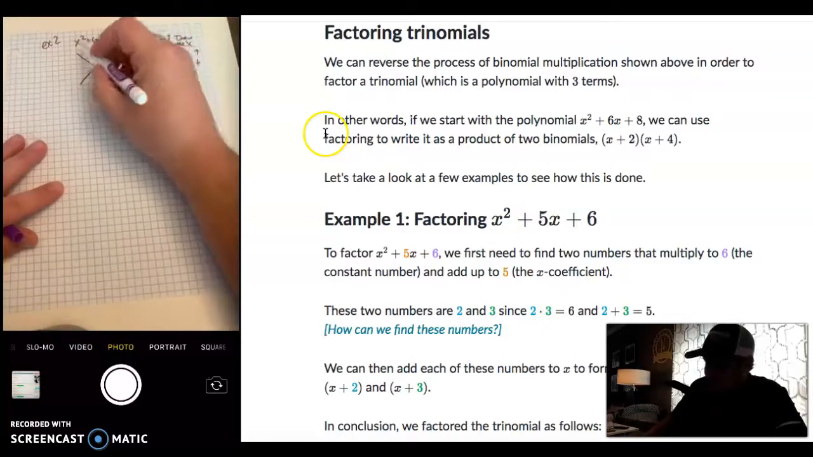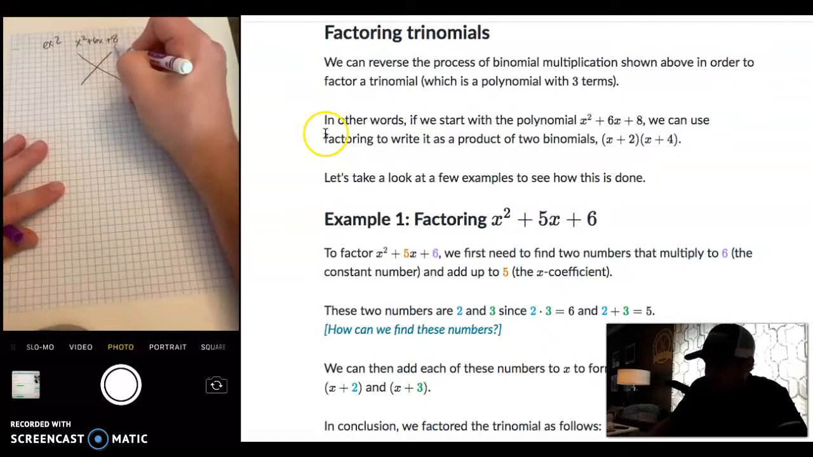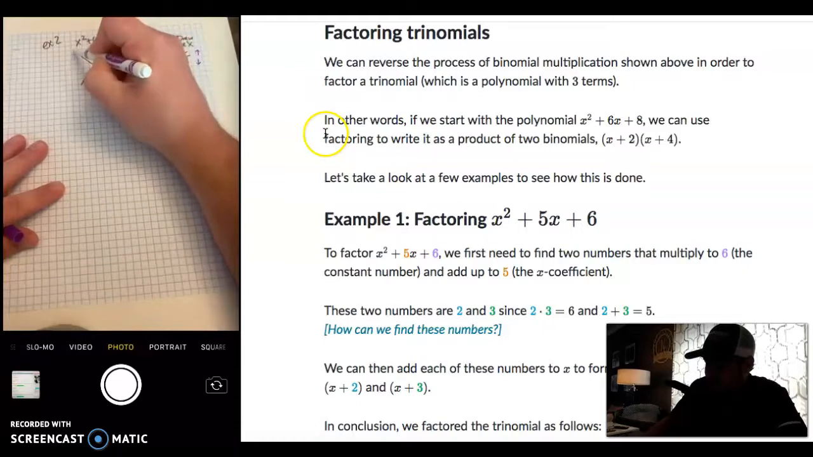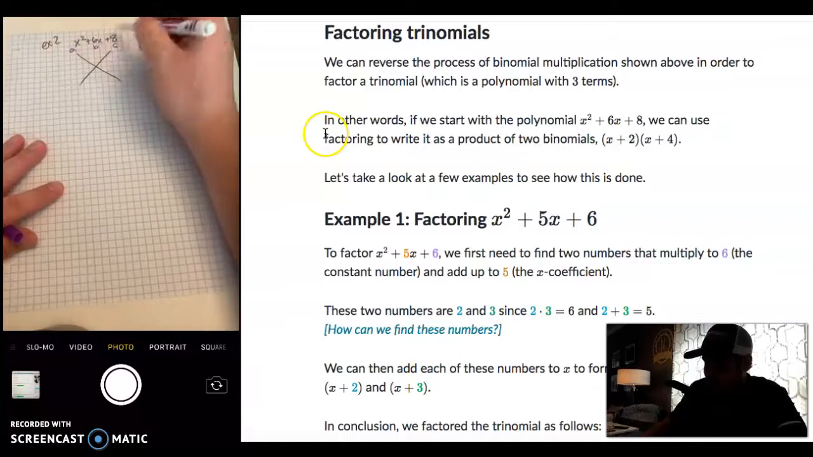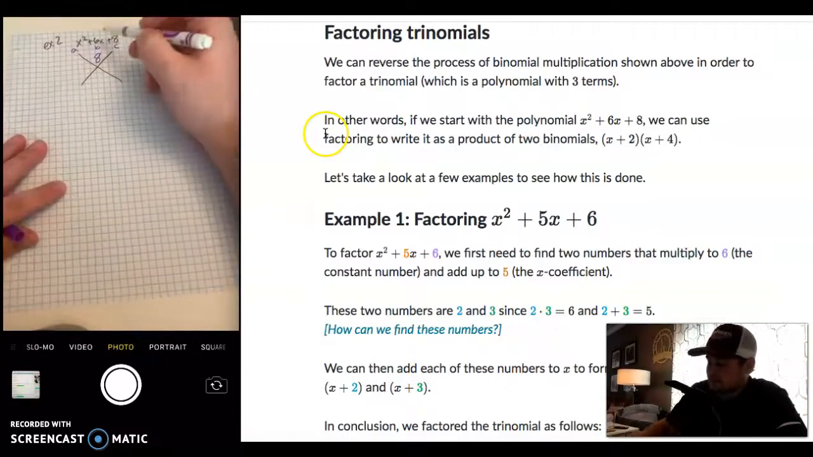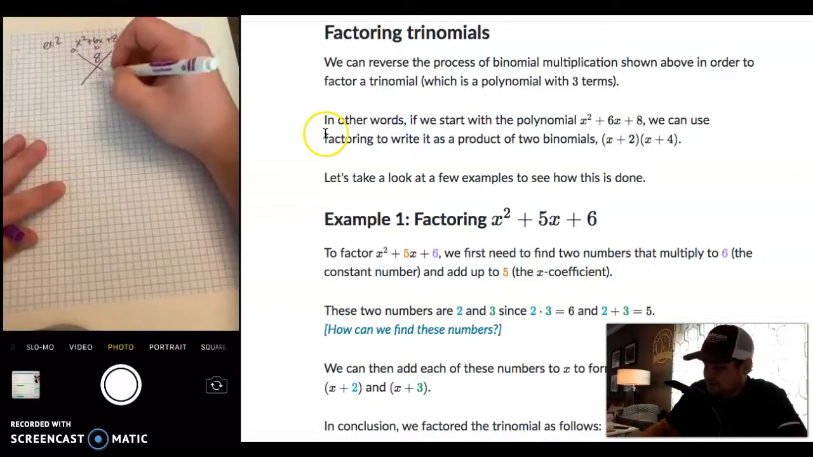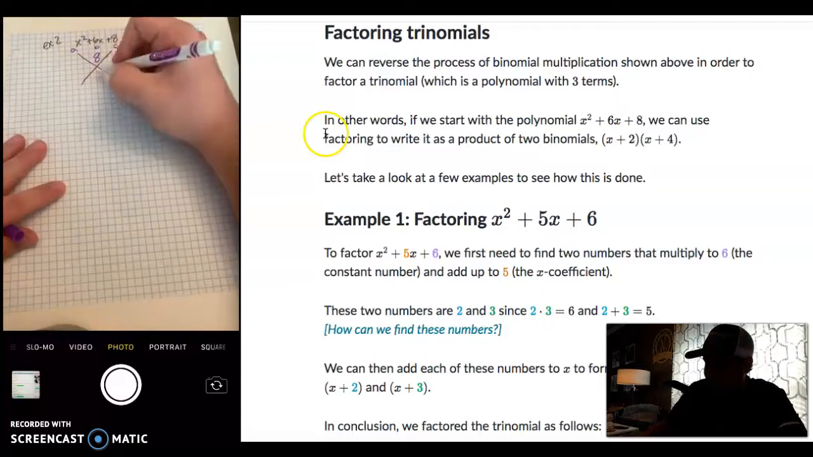So a times c here, remember a here is just going to be 1. Here's a, here's b, and here's c. A is just 1, so a times c is just 1 times 8, so that's where we get an 8 there at the top. And then we're going to put b here at the bottom. In this case, b is 6. b is always that coefficient that's in front of the x there.